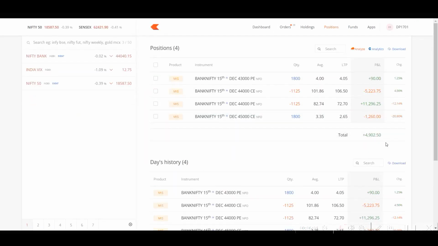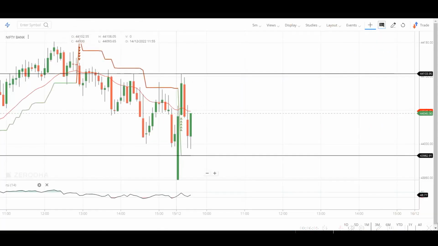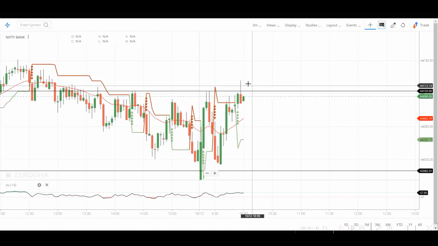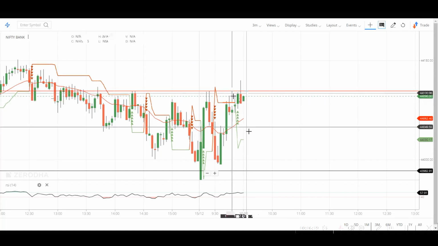Okay, so as of now you can see we are just trying to get a little bit of profit because Bank Nifty is just moving in a zigzag. This is what I was trying to talk about, friends, a zigzag movement in the morning. It started off going up, then came down, then again started reversing. Now it is trying to give the breakout.